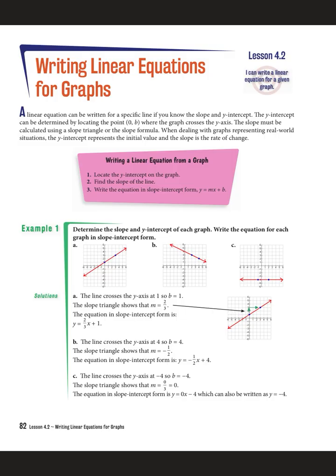change. So it says writing a linear equation from a graph, there in the pink box. 1. Locate the y-intercept on your graph. 2. Find the slope of the line. And 3. Write the equation in slope-intercept form, y equals mx plus b. So again, the example there, if you need to, take a look at the example and make sure you read it, analyze it, and hopefully it'll help you. Let's take a look at the next page.